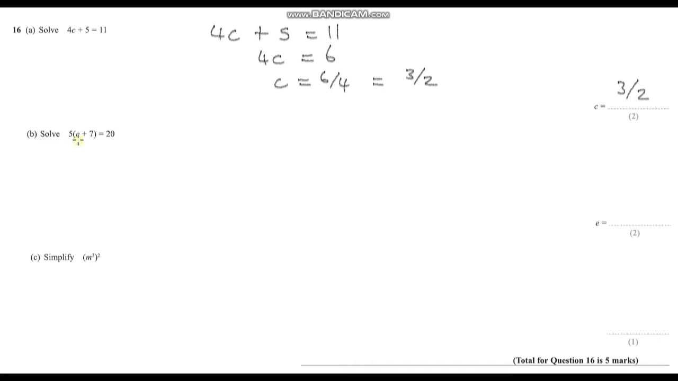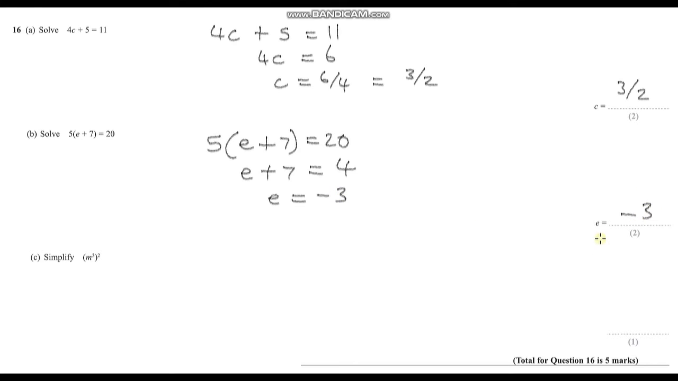Part B, solve this equation here. There's two ways we could do this. I could multiply out the brackets. So let me just write it out in full. So we've got 5 in brackets e plus 7 equals 20. I could multiply out the brackets, but what I'm going to do is get rid of this 5. I can see that this expression is being multiplied by 5. So to get rid of this, I can just divide both sides by 5. So if I divide both sides by 5, I get e plus 7 is equal to 4. And now I can subtract 7 from both sides. I get e is equal to -3.